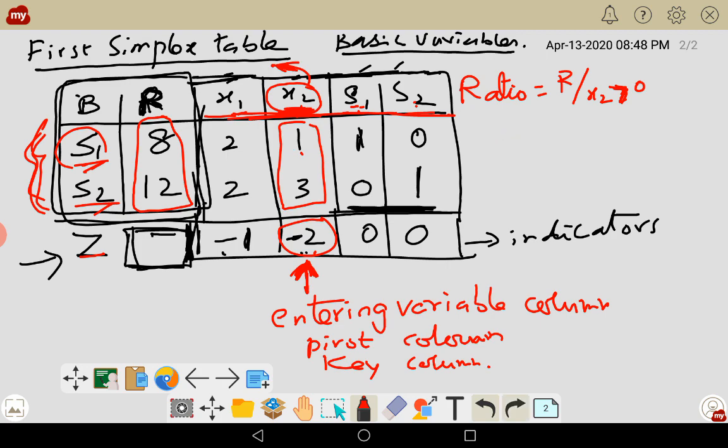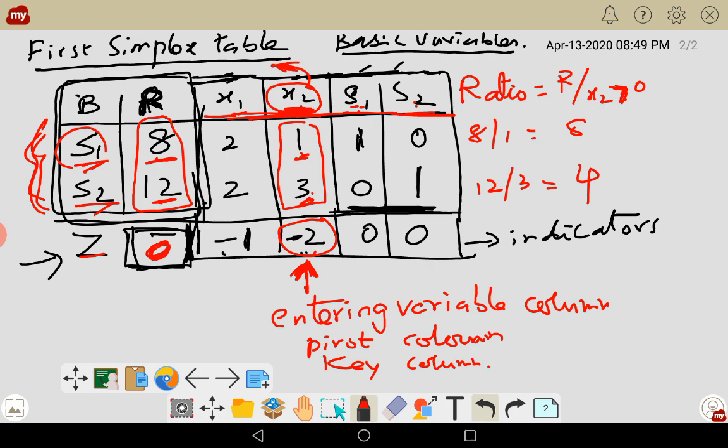Now r is 8, x2 is 1, 8 over 1 is 8. And 12, second row, 12 over 3. There is nothing for the third row, so you can write 0 here. Don't leave this empty, make this element 0. So there will be a complete matrix now. 12 over 3, which is 4.